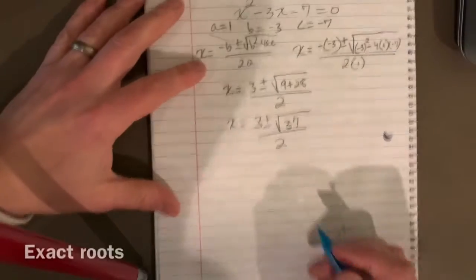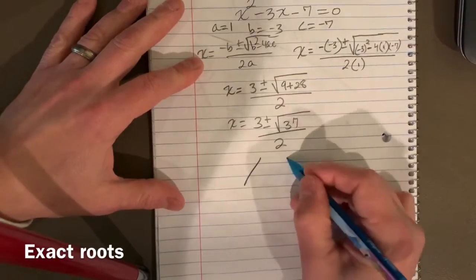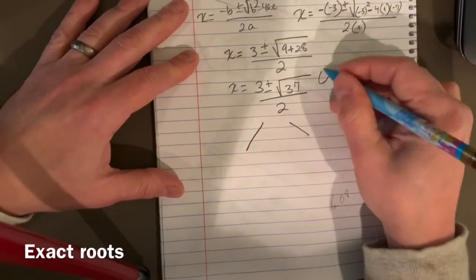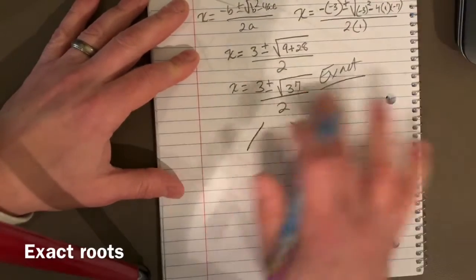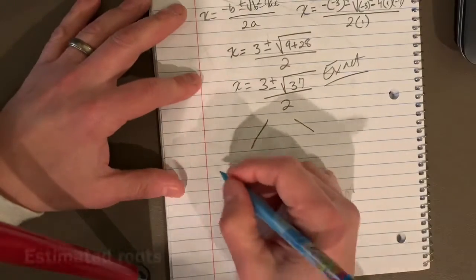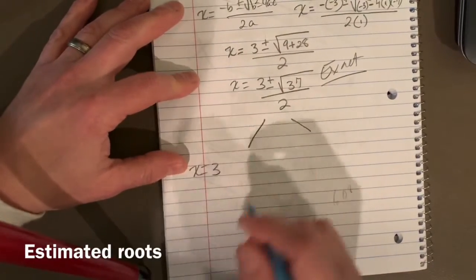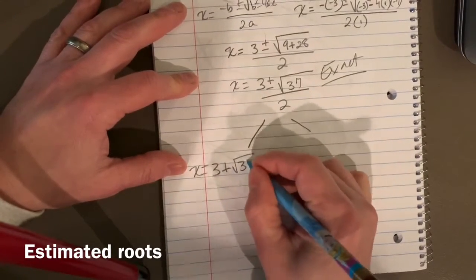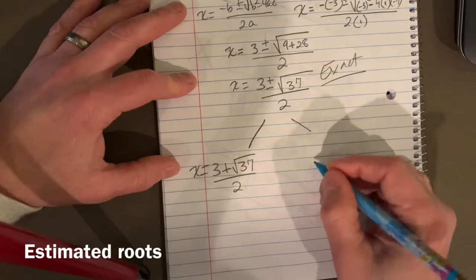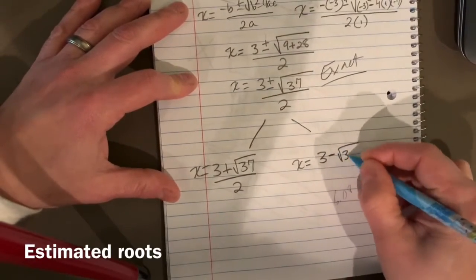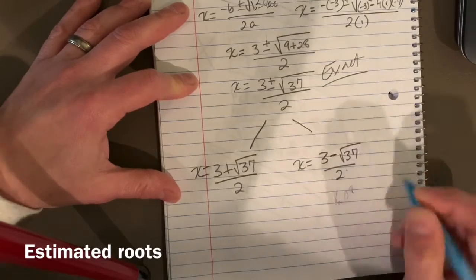When you reach this point, you go ahead and split your quadratic into two. Right now, you have the exact answer, actually. These are the roots. This is exact right here because the square root of 37 is an irrational number. But you're going to split this into two. You're going to say x equals 3 plus the square root of 37 divided by 2, and you're going to say x equals 3 minus the square root of 37 divided by 2.